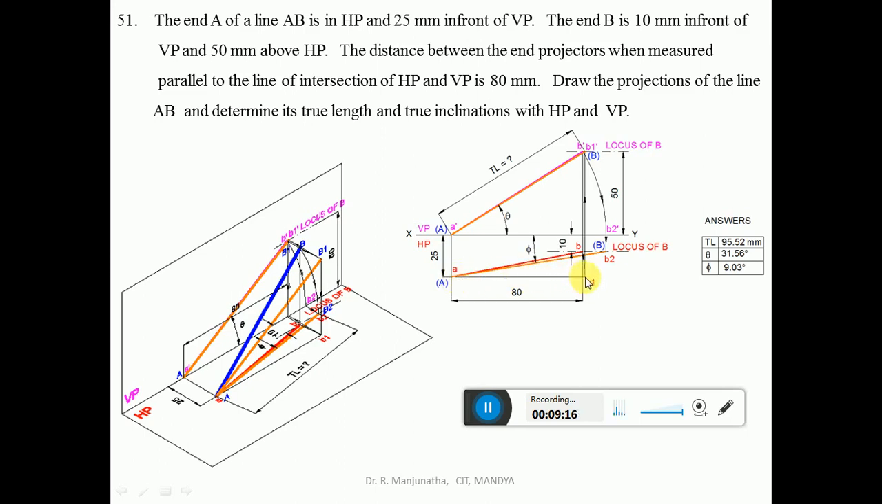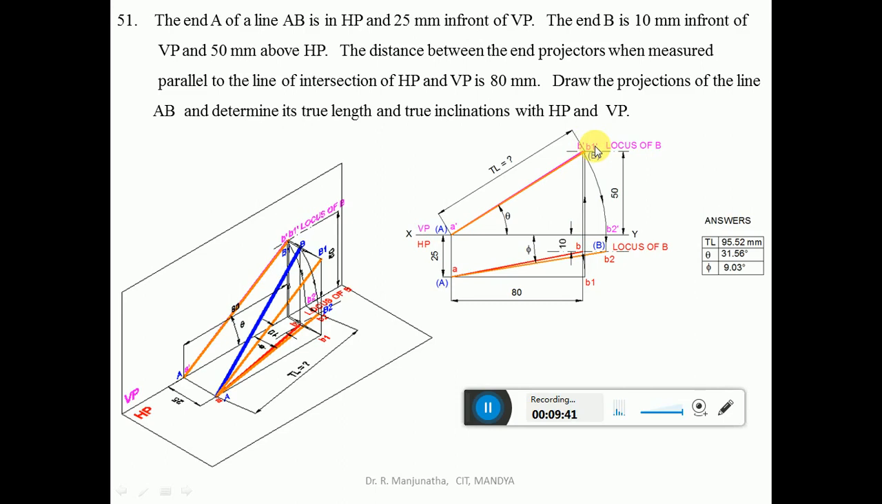Since it is parallel to VP, the true length will be found in the vertical plane, that is, in VP. So when you project, A dash is already marked here, and B1 is here. In the front view B1 dash is not there, so you draw a vertical projector from B1 to the locus of B in the front view, so that it cuts the locus of B, which is here, B1 dash.